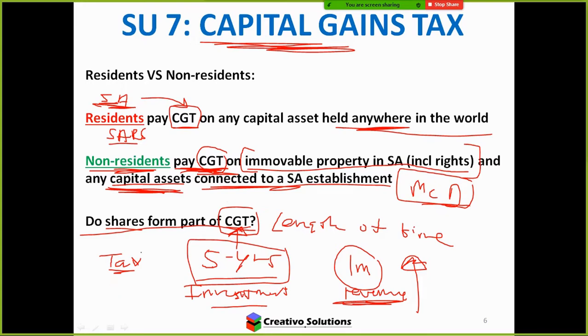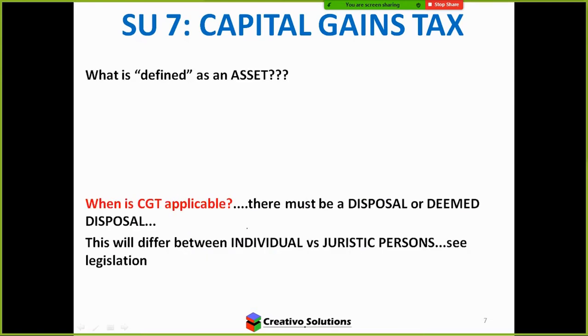So they talk about certain exemptions, capital gains exemptions, and also exclusions. But that applies mainly to individuals. So if you're holding property or other assets, there could be certain exceptions and exclusions. But it can also apply to certain types of businesses depending on legislation. Okay, so what's defined as an asset? What makes an asset an asset?